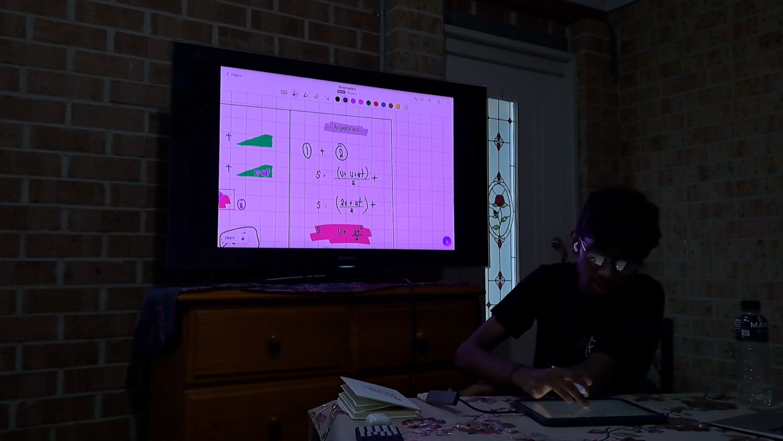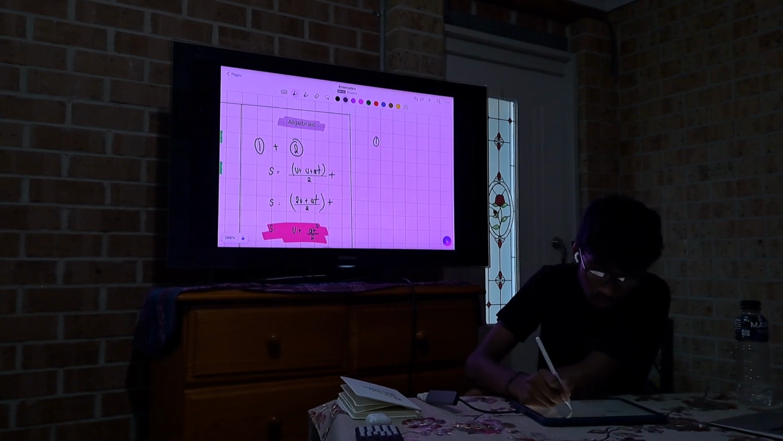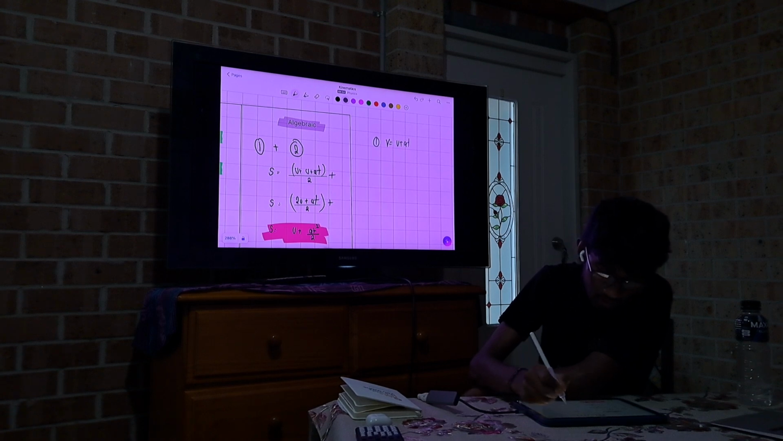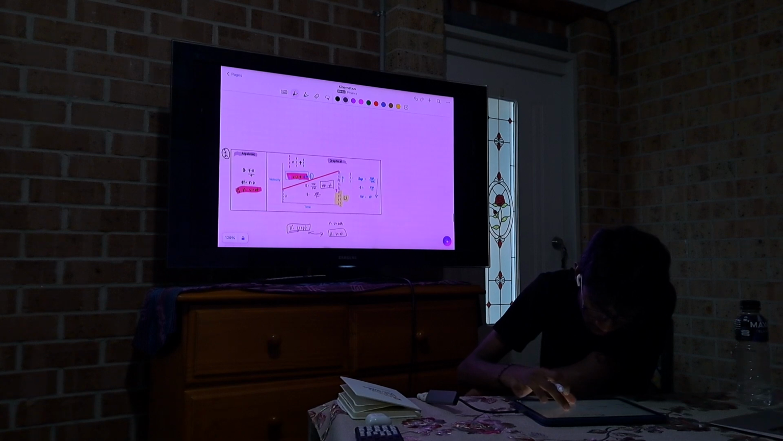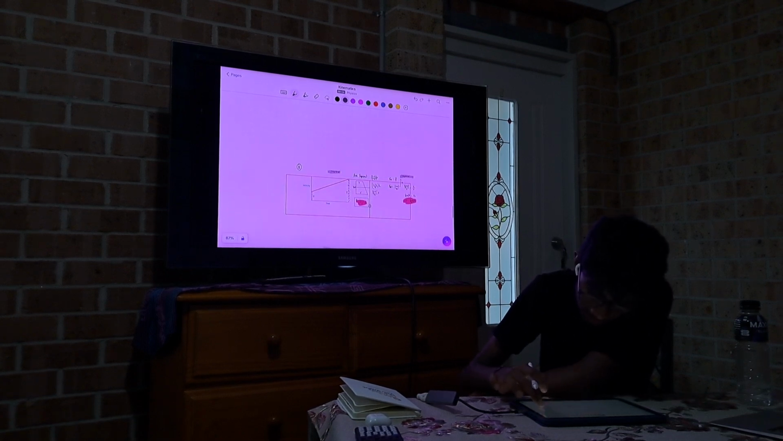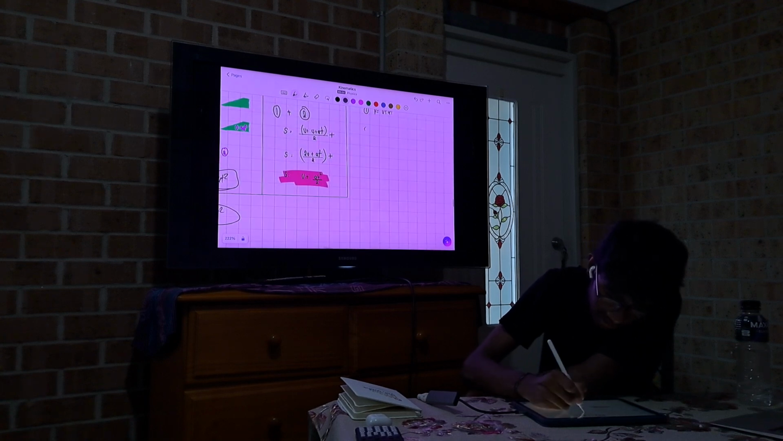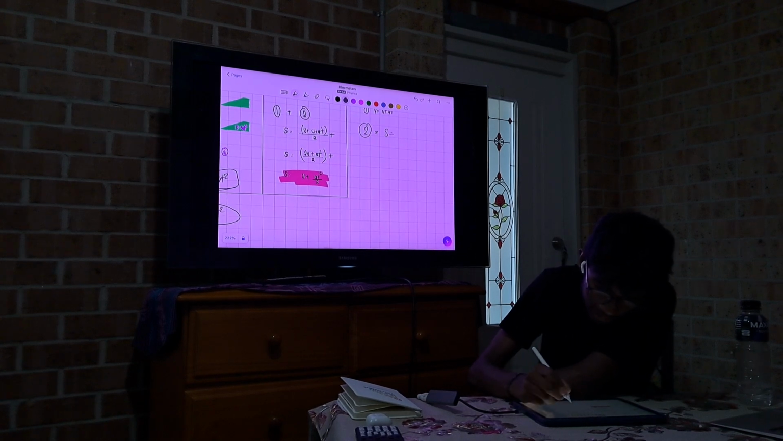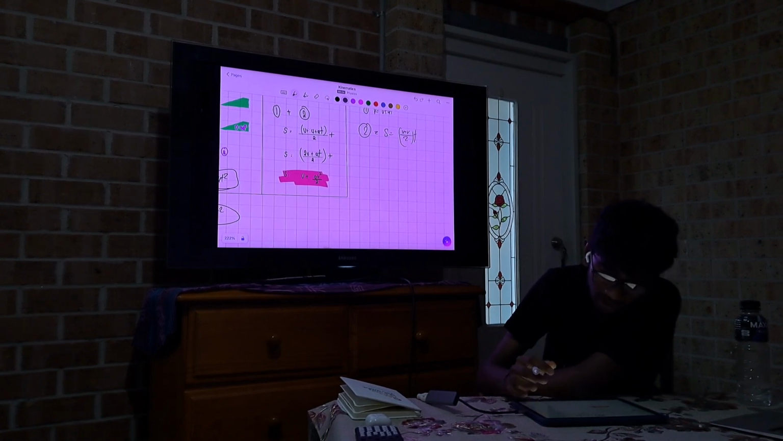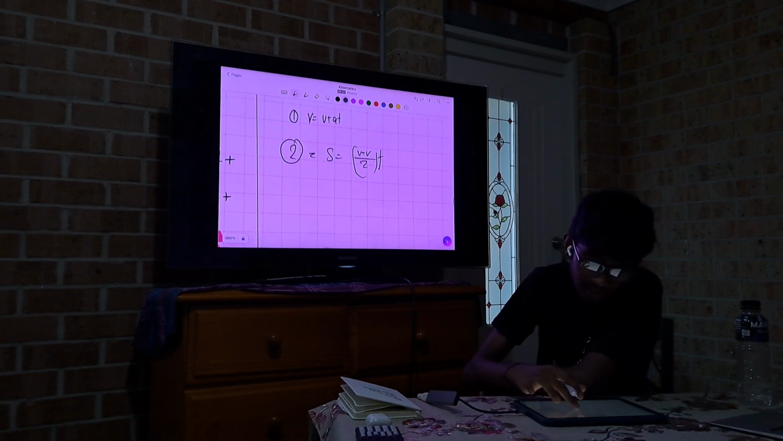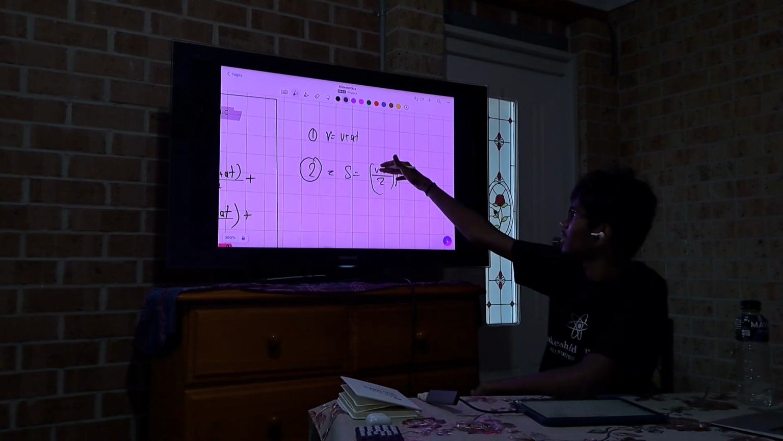You know how the first one was v is equal to u plus at, if I'm right. Isn't that the first one? Yeah, v is equal to u plus at. And then our second one is s is equal to u plus v on 2, times t, right? So basically we're adding these both together to eliminate it.